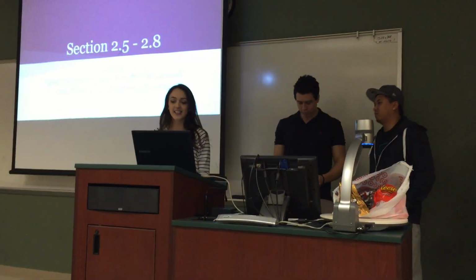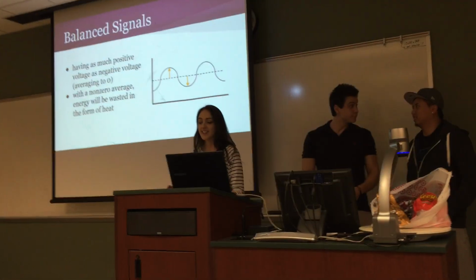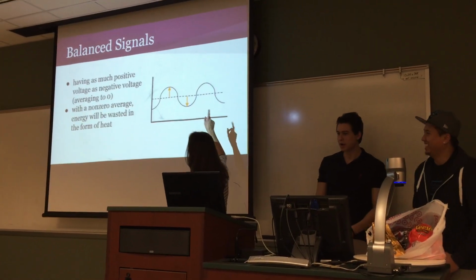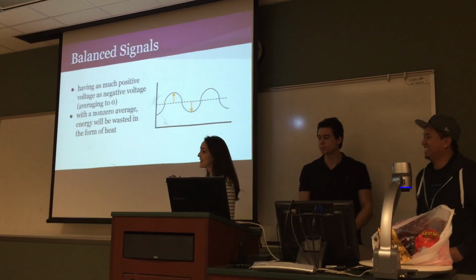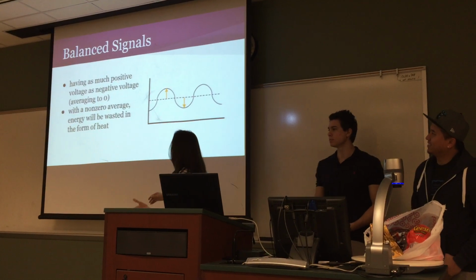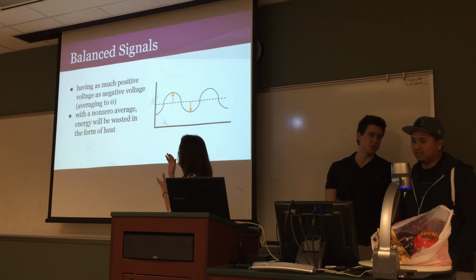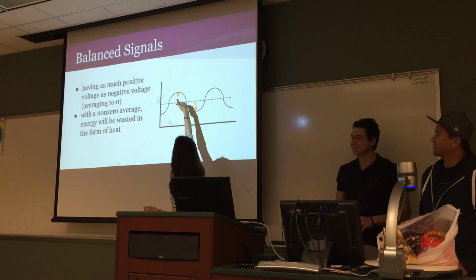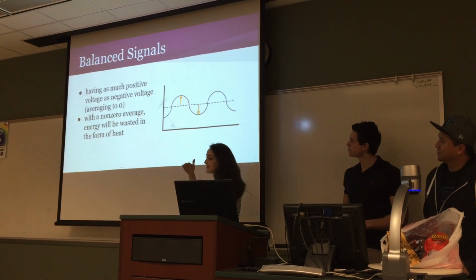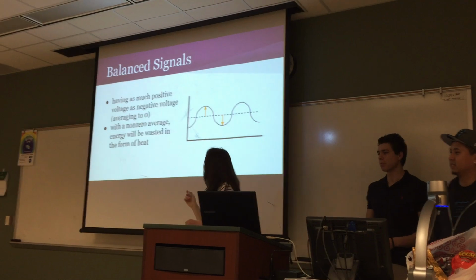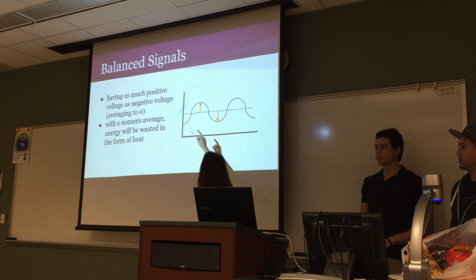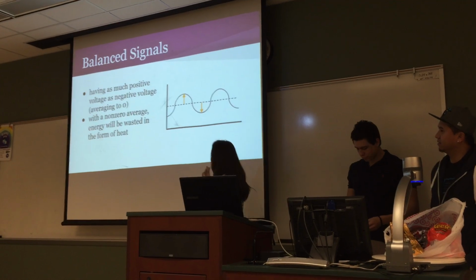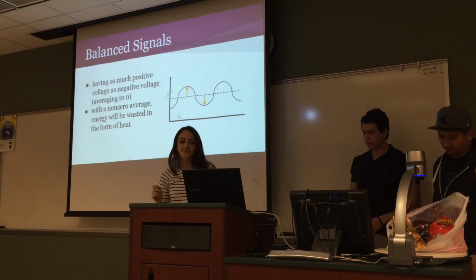So, let's go ahead and get started. Okay, this is getting into the basics. This is just a frequency wave, and basically what a balanced signal is, it's pretty self-explanatory. It's when you have as much positive voltage as negative voltage, so it's averaging out to 0, as you can see. The positive and the negative ones are the same. So if there is a non-zero average, which means if, like, the top one was bigger than the bottom wave, then energy is wasted, and that's in the form of heat.